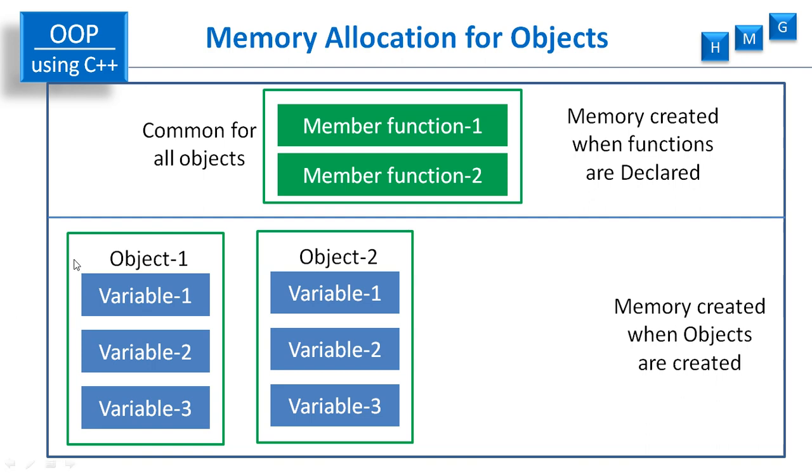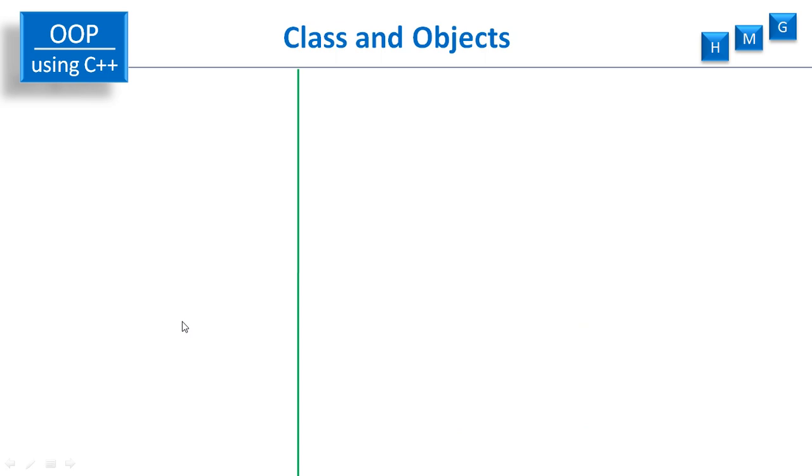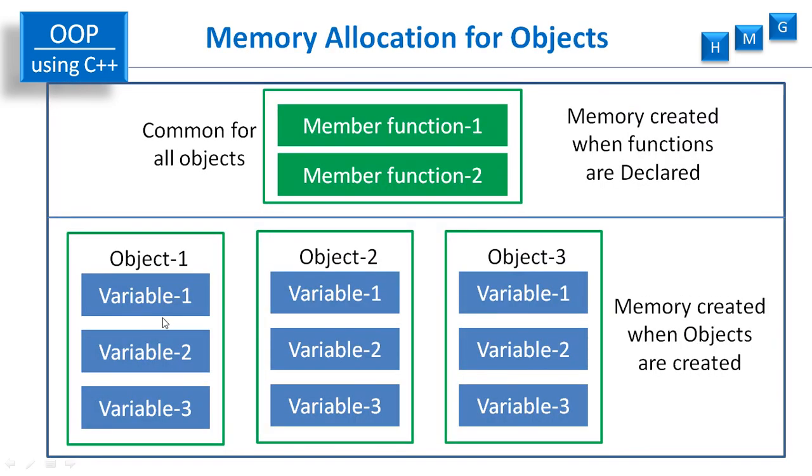Object 2 has its own set of variable values, its own separate memory. Again similarly, object 3 has its own set of variables, and this set of variables has its own values, and every variable occupies certain memory space. In this way, object 1, object 2 and object 3, every object is separately created in the computer's memory, and they occupy separate memory space for their own variable set.